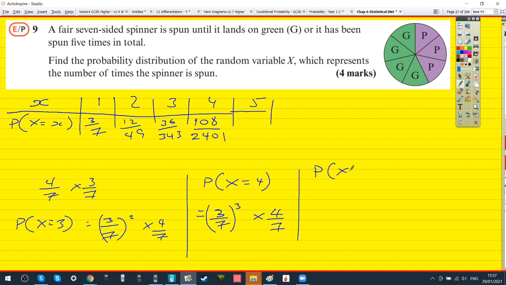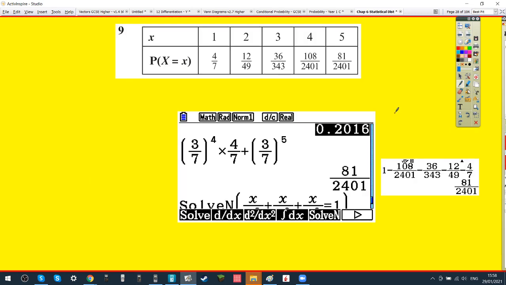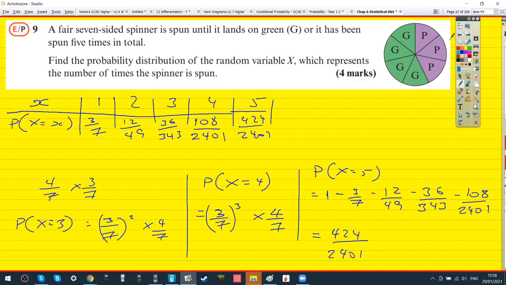Well done. So that would be 1 minus 3/7 minus 12/49 minus 36/343 minus 108/2401. I got 424 over 2401. Hmm, 81/2401.